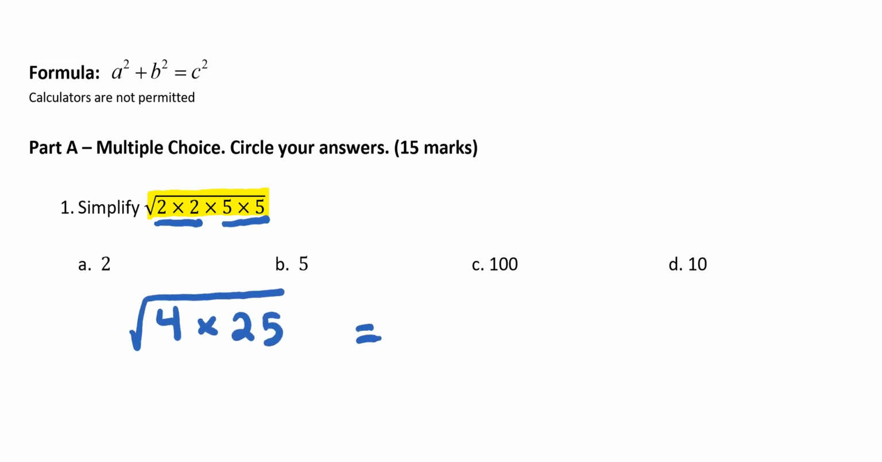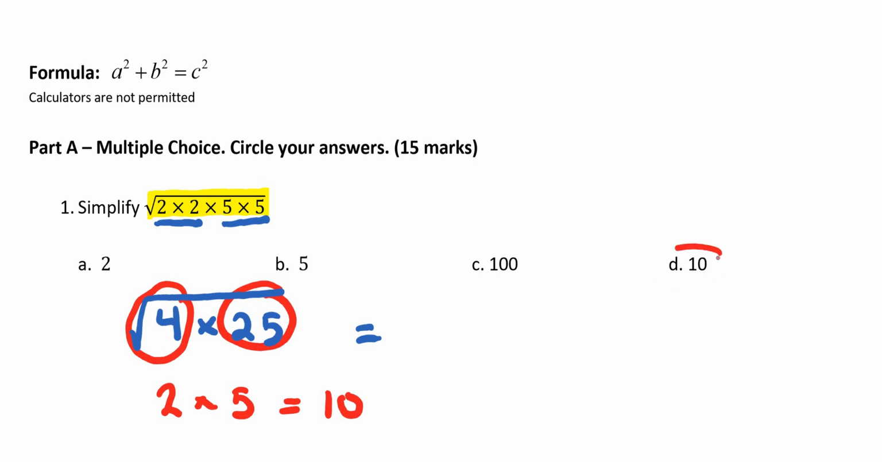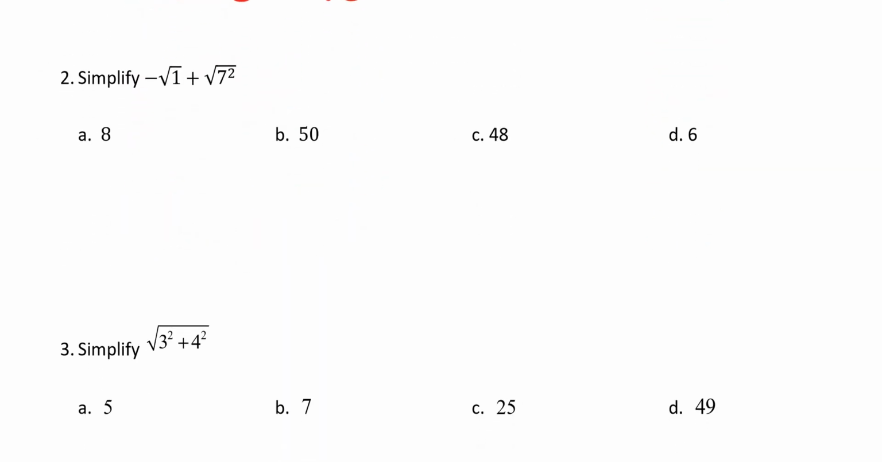And after that, you can just take the individual square roots. So what's the square root of 4? The square root of 4 is 2. And the square root of 25 is 5. So this is really the same thing as 2 times 5, which is 10. So for question number 1, the answer is 10. Okay, let's move on to question number 2.